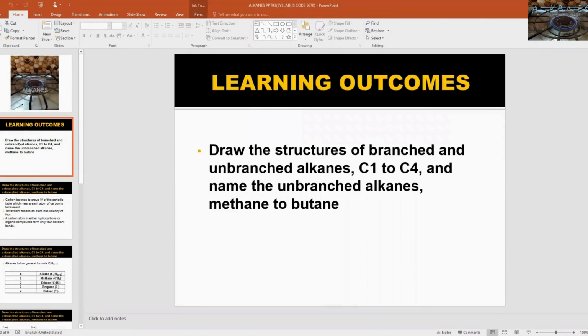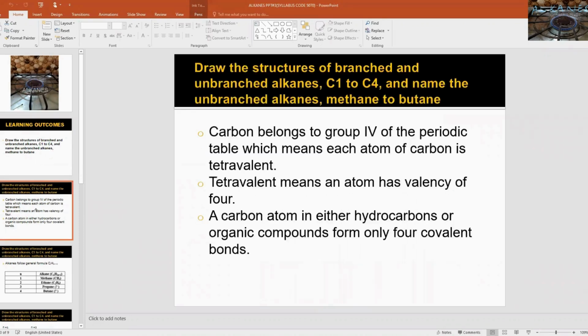Draw the structures of branched and unbranched alkanes, C1 to C4, and name the unbranched alkanes, methane to butane. In my last lesson, I talked about saturated and unsaturated hydrocarbons and organic compounds. I have also worked out how to deduce the molecular formula of different members of alkane. In this lesson, I will show you how to draw the structures of branched and unbranched alkanes.